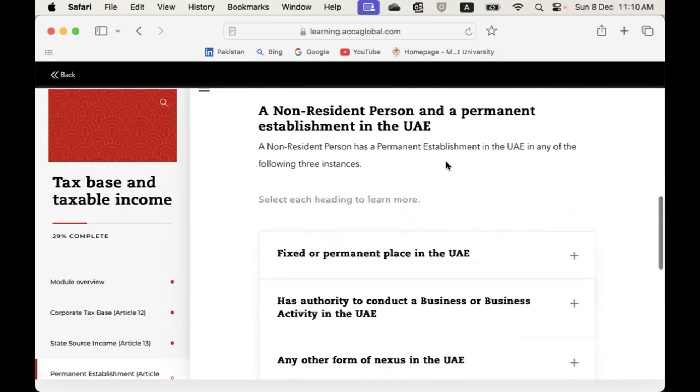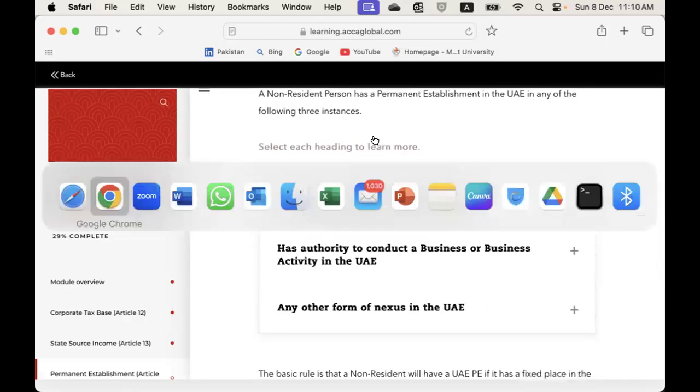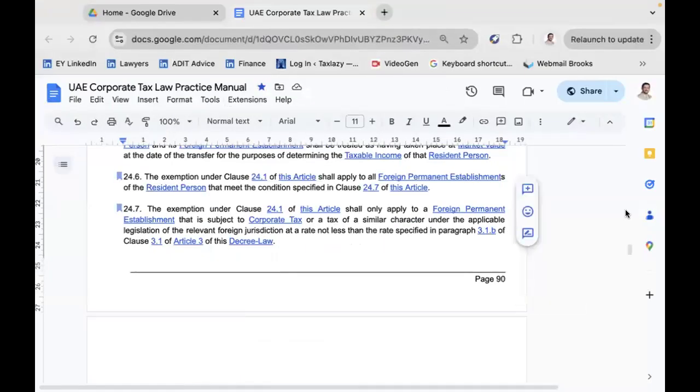Non-resident person and a permanent establishment in the UAE. Which article was only for permanent establishment? Yeah, Article 14. I remember now.